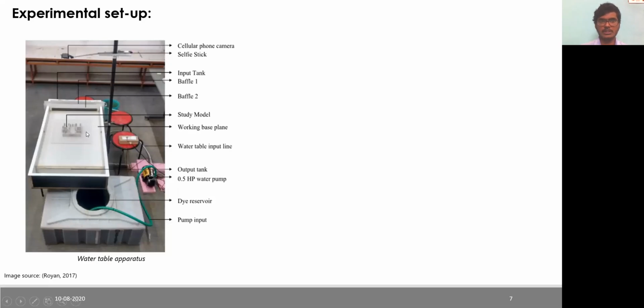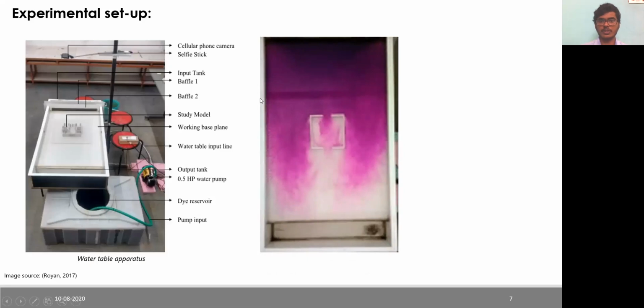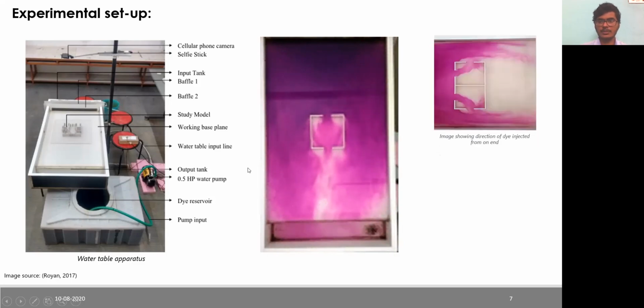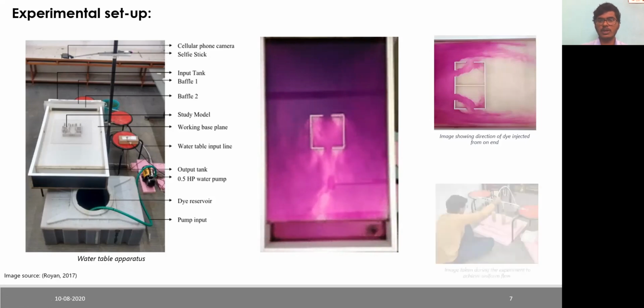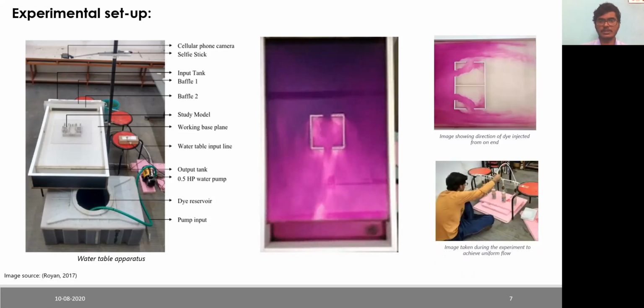Initially the model is placed at the center of the work plane, and then clear water is pumped from one end, and later the color dye is passed from the other end of the work plane, which is considered to be the windward zone. You can see the water is coming from this zone, which is considered the windward, and this one is the leeward zone. A few experiments have been conducted to see the symmetrical analysis of the flow, and also an experiment has been conducted to check that the flow from each nozzle is uniform.